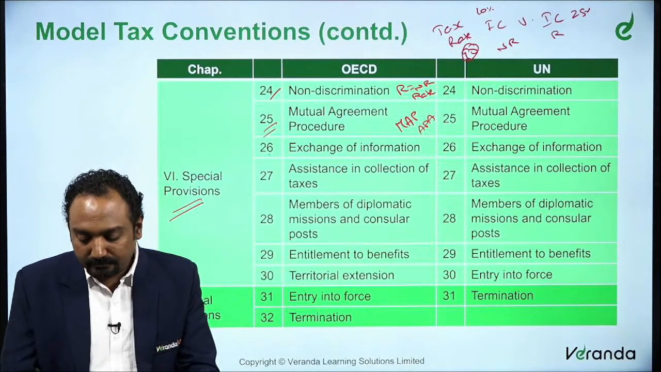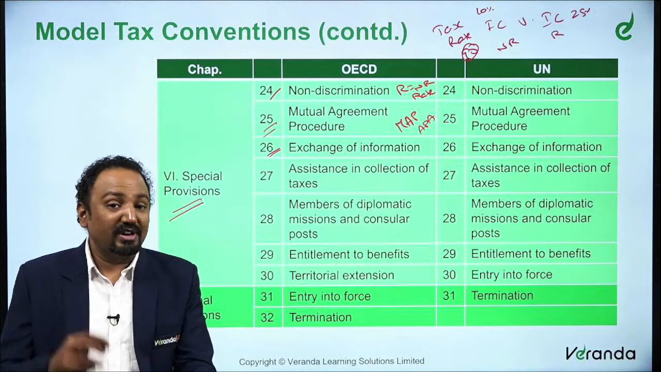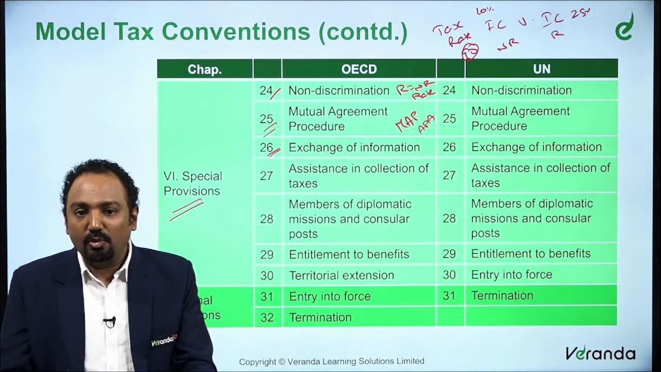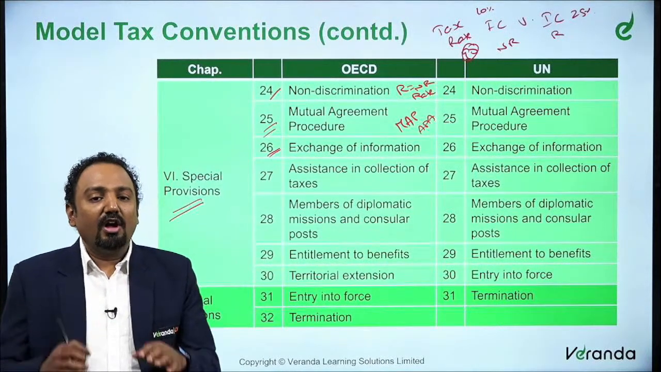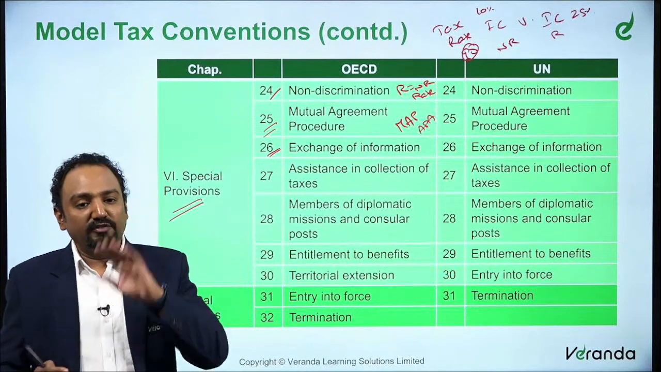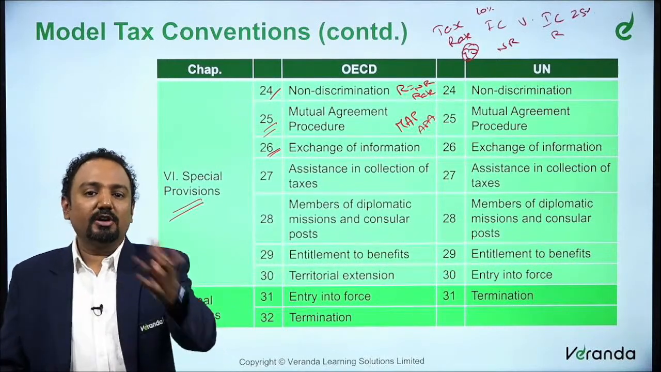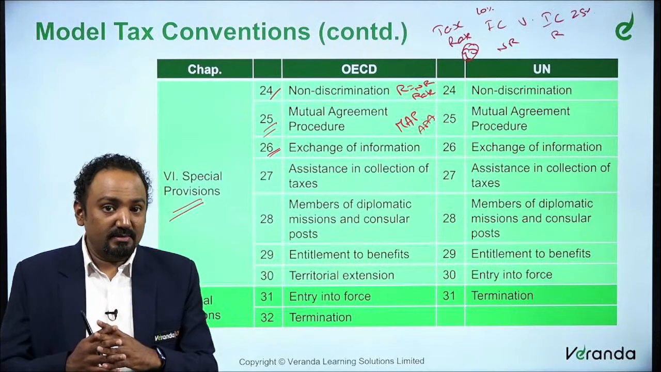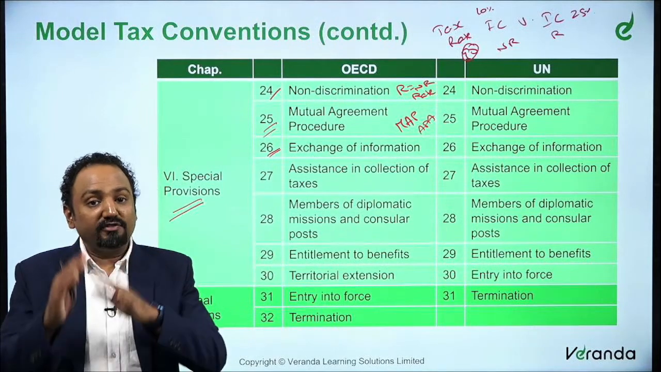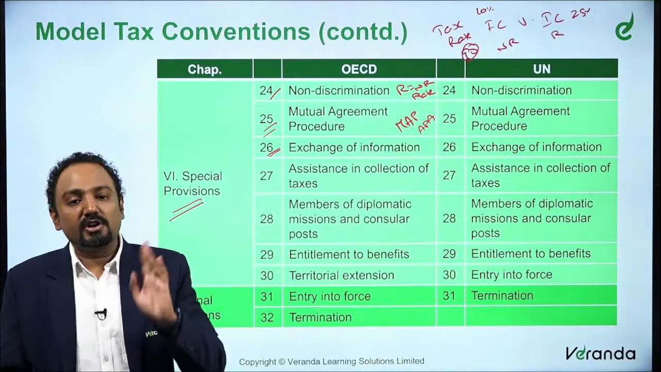Moving on, 26 talks about exchange of information. So what is about exchange of information? In what circumstances information can be shared between one country to another country? In what circumstances or what information can be shared from one country to another country?